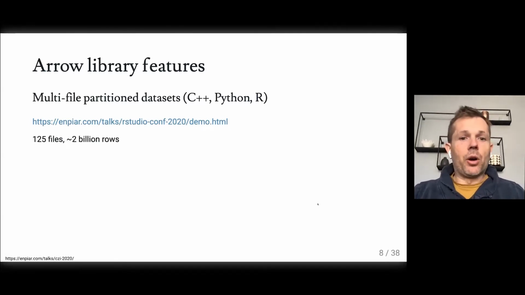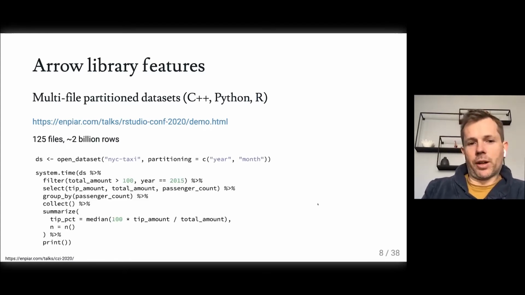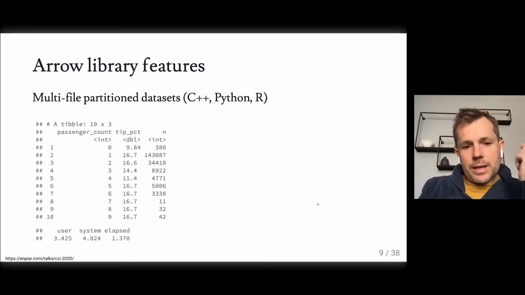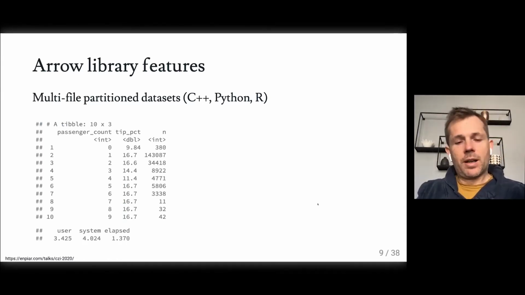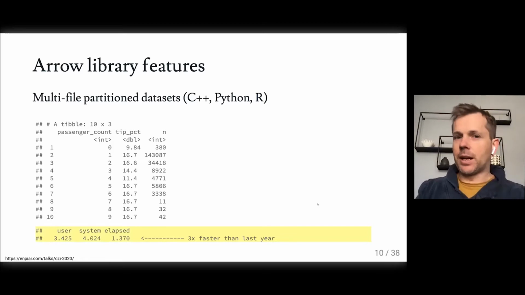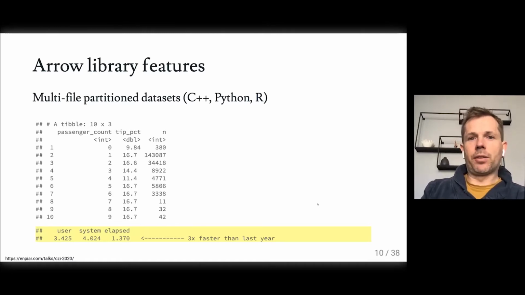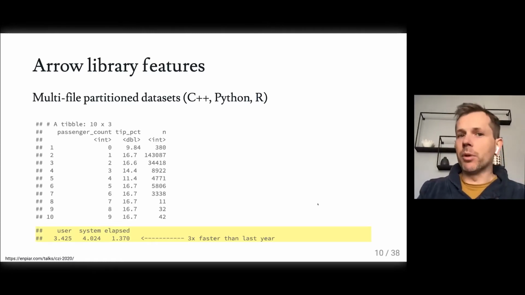So from R, I did a demo of this about a year ago of scanning 2 billion rows of data split across 125 files using what is basic dplyr syntax for R. If you're familiar with that from R, and getting a result really fast. Now, when I did this demo initially back in January, it took 4 seconds to do this query. And just doing it again last week, it was 3 times faster than it was just at the beginning of the year. And this speaks to the volume of activity in the Arrow project that leads to a sense of continual improvement.